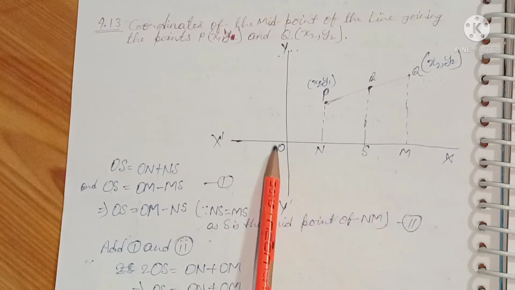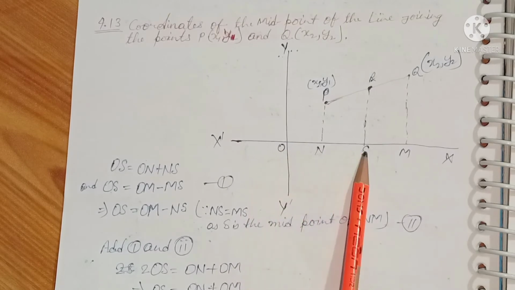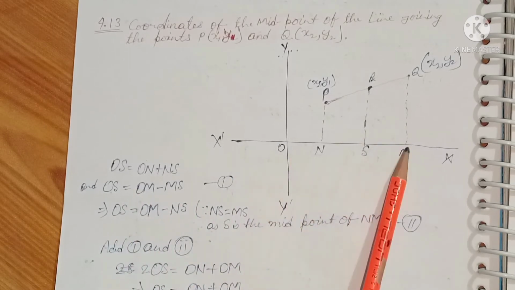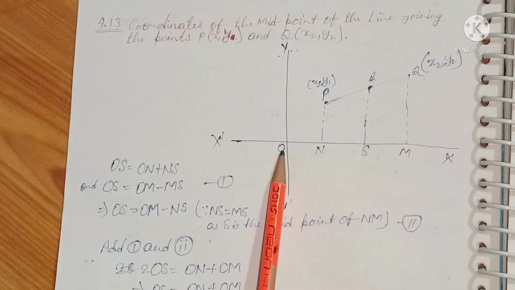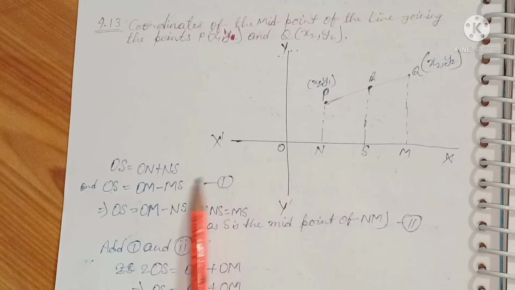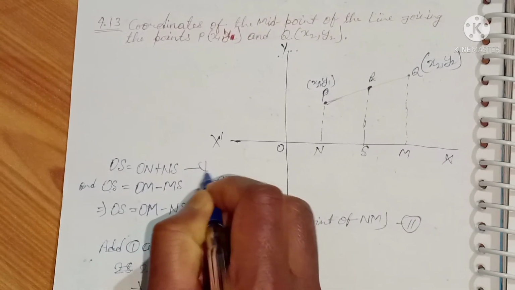OS equals, we can write, ON plus NS. If we add ON and NS, then we will get OS. Okay, and also we can write OS equals OM minus MS. If we subtract MS from OM, then we will get OS. Okay, so here are two equations: this is equation 1, and this is equation 2.